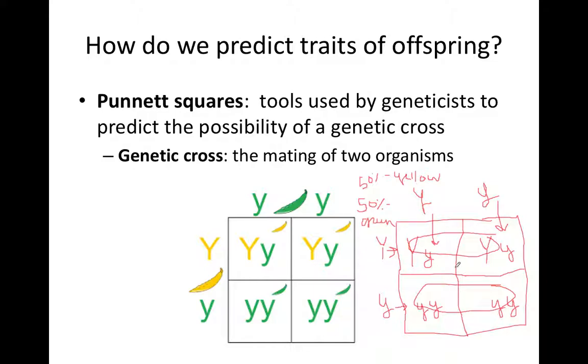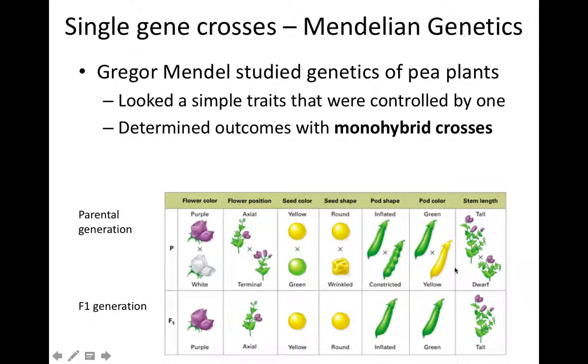Okay, so again, a Punnett square is just a tool that geneticists can use to predict the possibility of getting certain outcomes from a genetic cross. When we do single gene crosses, so crosses between organisms where we're only looking at one gene, this is an example of Mendelian genetics because when he did his crosses, he crossed pea plants, but he only looked at one gene at a time. So some of the genes that he looked at were flower color, flower position, seed color, seed shape, pod color, and stem length. And he found that these traits were all passed on with simple dominant and simple recessive alleles.